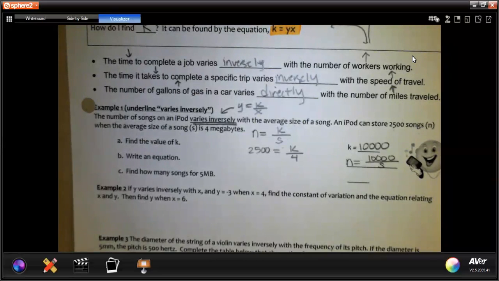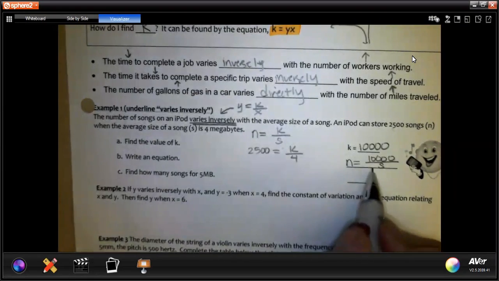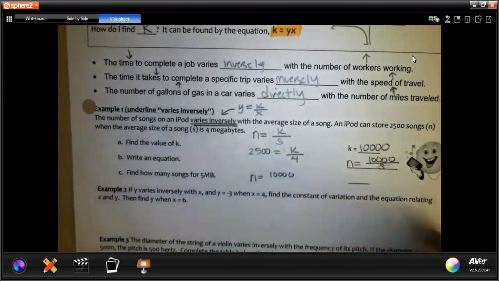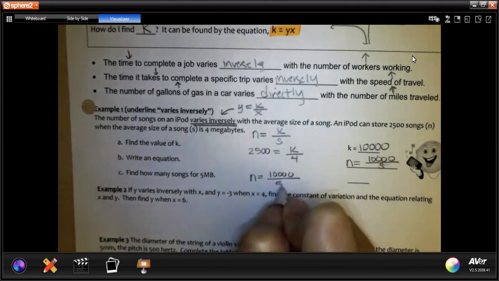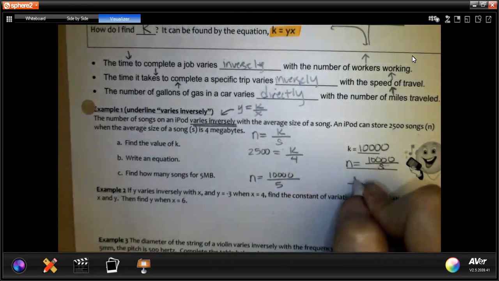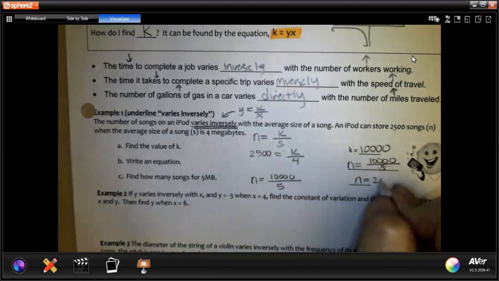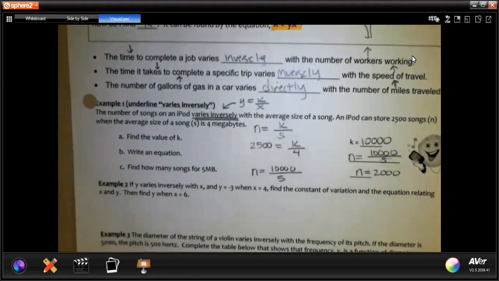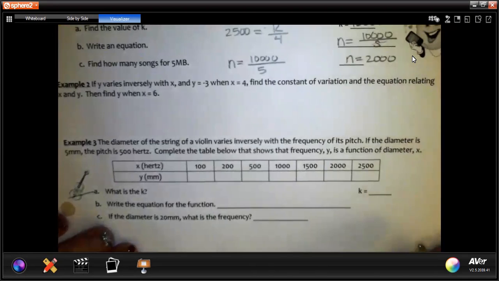And then find how many songs for 5 megabytes. Well, then we would use this equation that we've written. So we get N equals 10,000 divided by 5, because that's the size. And that is 2,000. So we find the K so that we can write the equation, and we write the equation so that we can predict other information. In some cases, they won't give it to you as a scenario. They'll just give it to you with the variables. So that's what we're going to look at next.